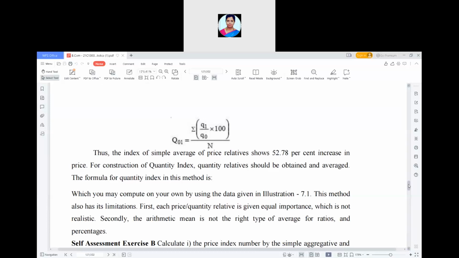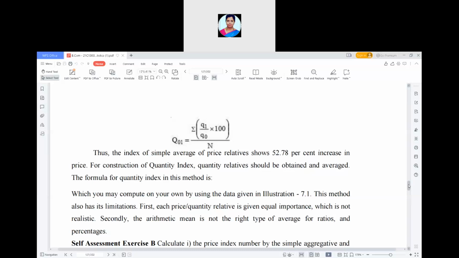So this method also has its limitations. Each price or quantity relative is given equal importance, which is not realistic. And secondly, the arithmetic mean is not the right type of average for ratios and percentages.